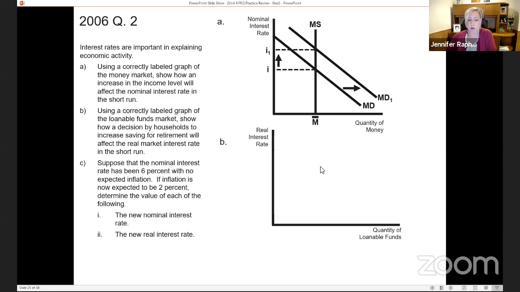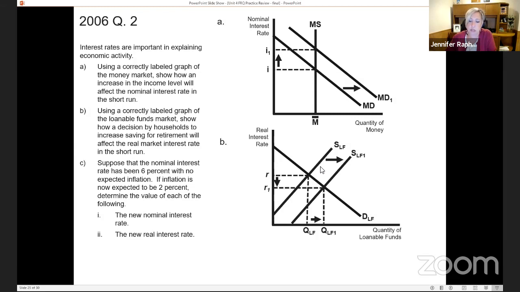So we know that in the loanable funds market, we're looking at the real interest rate on the vertical axis, the quantity of loanable funds on the horizontal axis, upward sloping supply of loanable funds, downward sloping demand for loanable funds, and an equilibrium real interest rate to begin with. So if we have an increase in household savings, we know that's an increase in the supply of loanable funds that produces a decrease in the real interest rate.